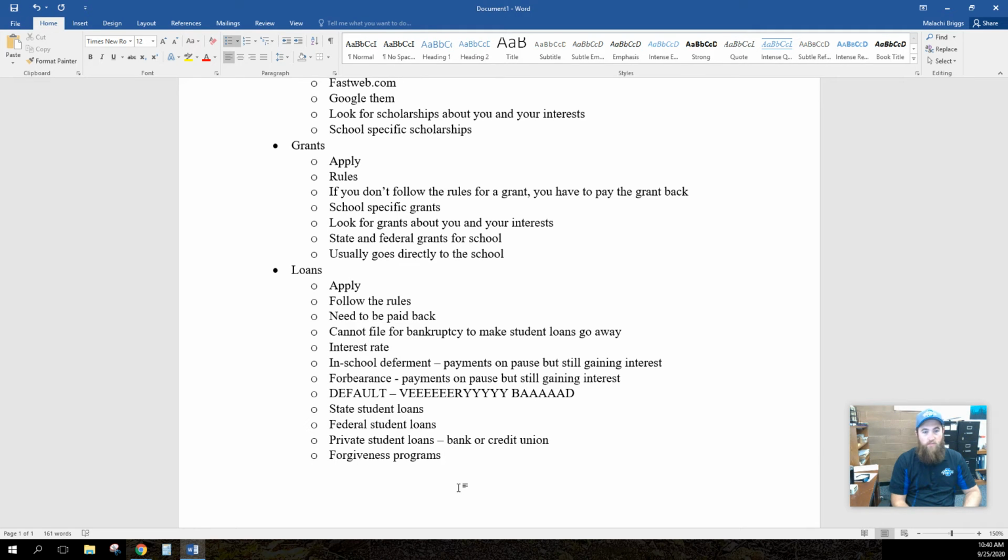There are a lot of different things. Also, be careful when you apply for student loans. Be sure to read the terms of the loans.